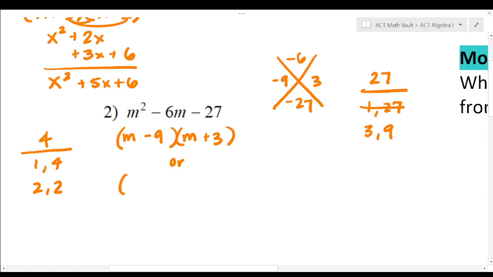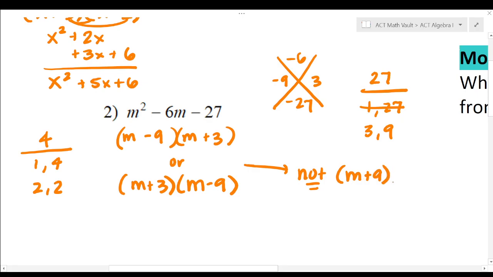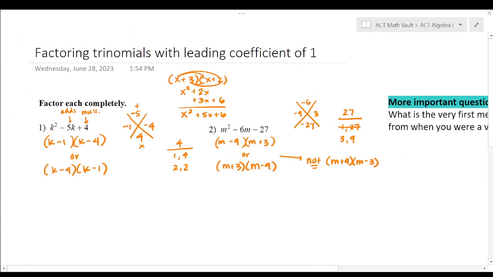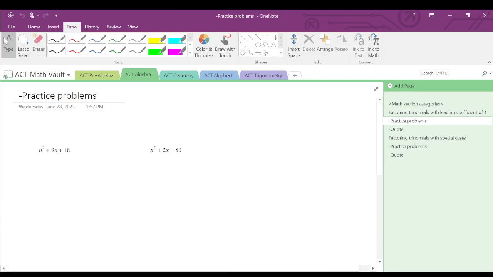Or I could write that as m plus 3, m minus 9. But I do want to write a note that says it cannot be like m plus 9 and then m minus 3, which is a common error, because those two numbers would add to a +6 here instead of a -6.